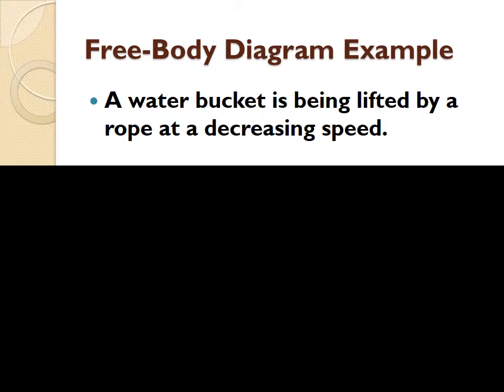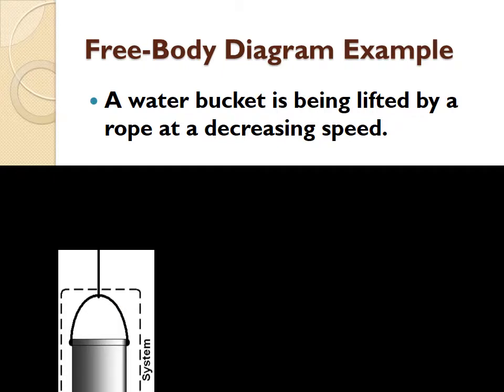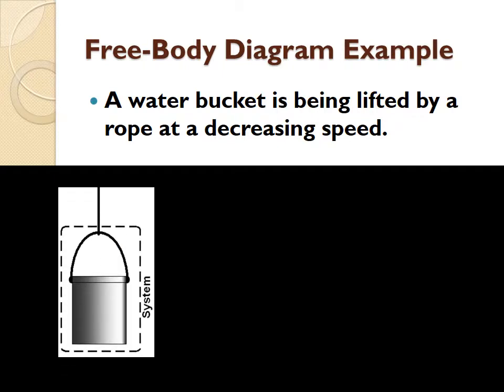So to run through this again, we have a water bucket that's being lifted by a rope at a decreasing speed. The first thing we're going to do is identify our system and draw a free body diagram. Our dot represents our system, and then we have our forces acting on it. We have an upward force of tension from the rope and a downward force of gravity.